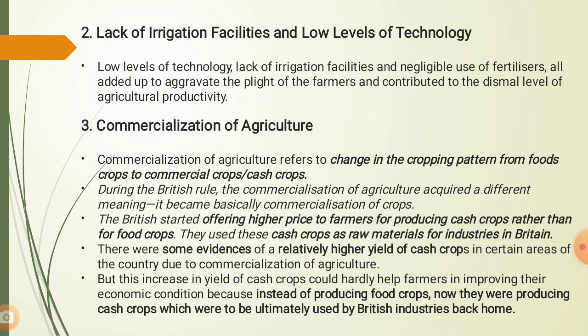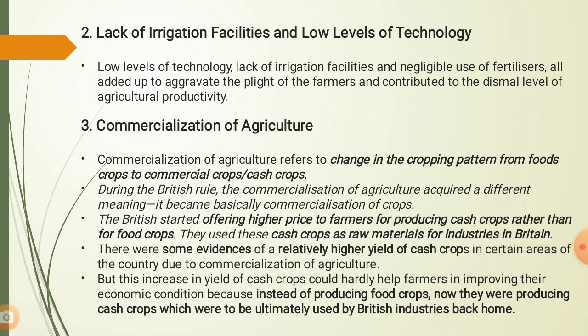The third reason was the commercialization of agriculture. Now, what is commercialization of agriculture? Basically, the commercialization of agriculture refers to a change in cropping pattern, when farmers start to produce cash crops instead of growing food crops. Now, what are cash crops? Cash crops are commercial crops, that is, crops which are sold in the market.